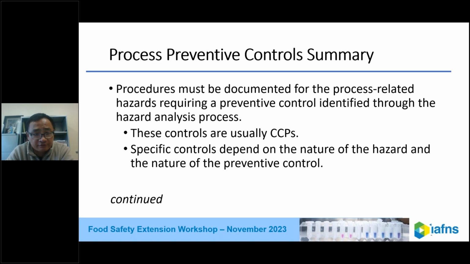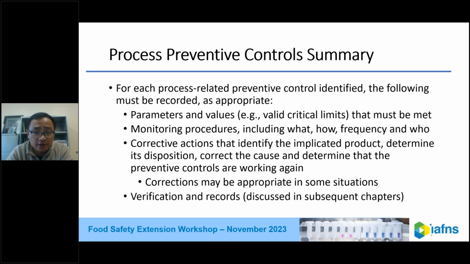Summary. So what we are talking about so far? We are talking about critical control points, how we control them. The procedures must be documented for the process-related hazards requiring a preventive control identified through the hazard analysis process. For each process-related preventive control identified, we need to make sure the parameters, the values referred to as critical limits, are met. The monitoring procedures include what, how, frequency, and who did it. Corrective actions have been identified. If a failure or deviation happens, then you need to initiate corrective actions. Verification and records are established. This will be discussed later.